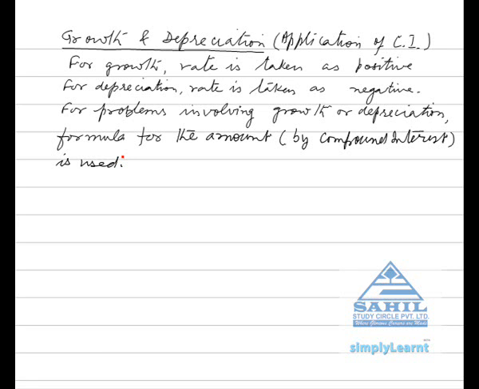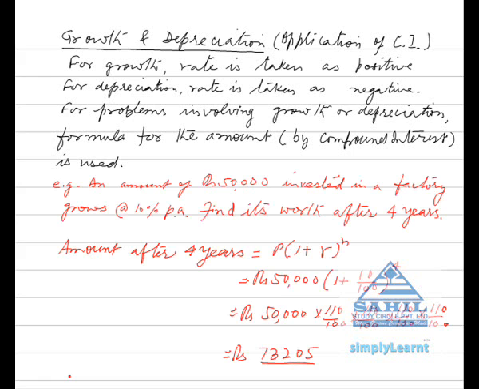Growth and depreciation. Application of compound interest. For growth, the rate is taken as positive. For depreciation, the rate is taken as negative. For problems involving growth or depreciation, the formula for the amount by compound interest is used. An amount of rupees 50,000 invested in a factory grows at the rate of 10% per annum. Find its worth after 4 years.